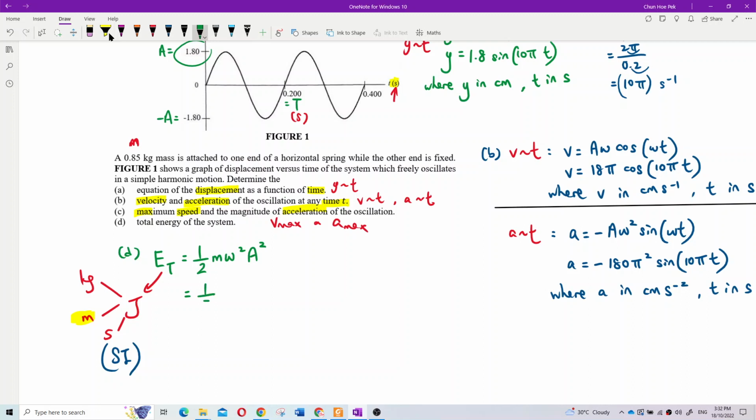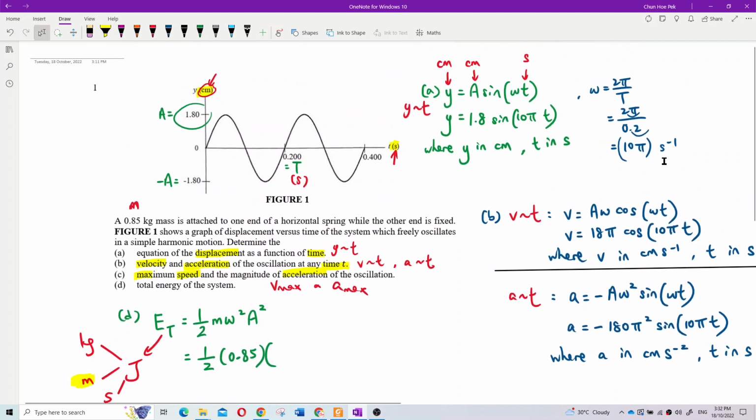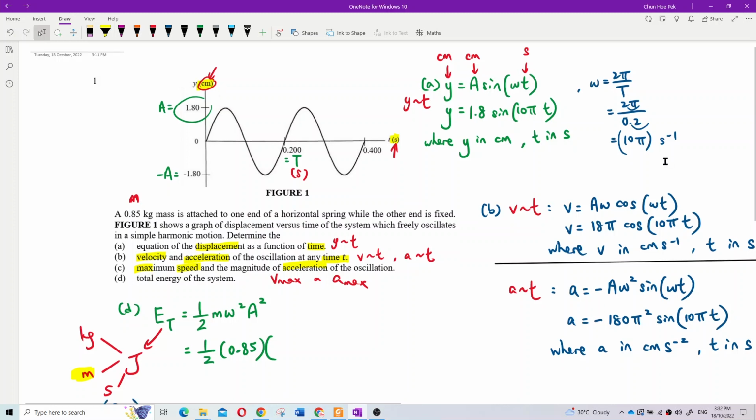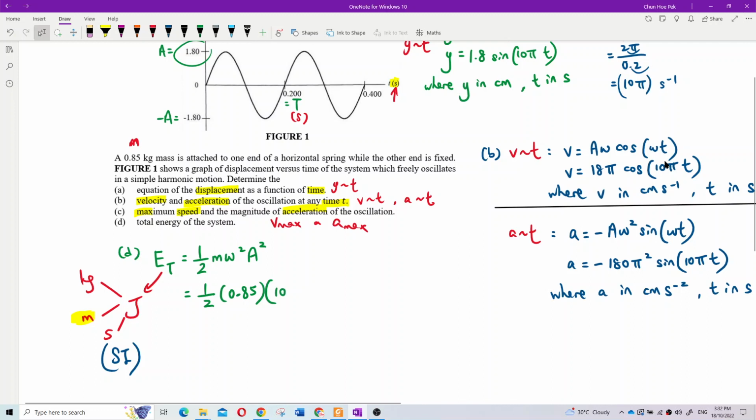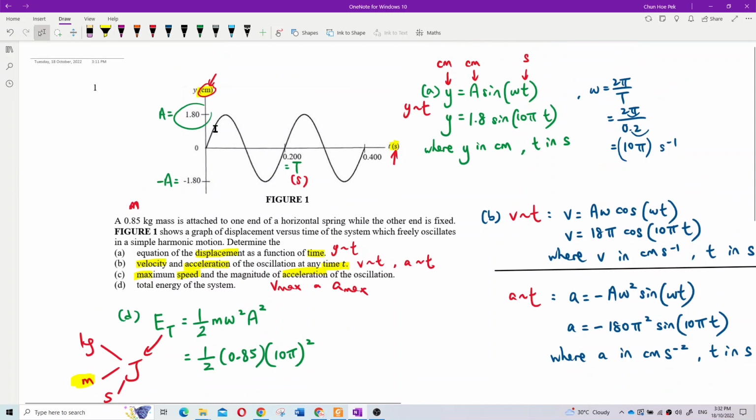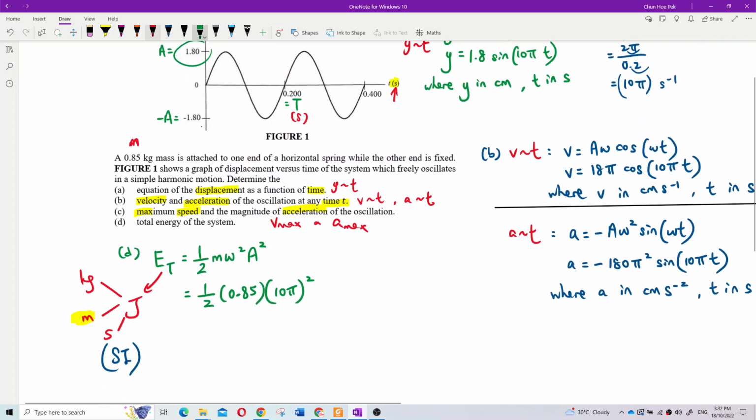So half mass. What is the mass? 0.85. Omega is per second, it's not related to centimeter, so this one don't need to change. Just 10 pi, and then square. Amplitude is the one you need to change to meter. Class, can you tell me? 1.8 cm changed to meter is 0.018. Good.